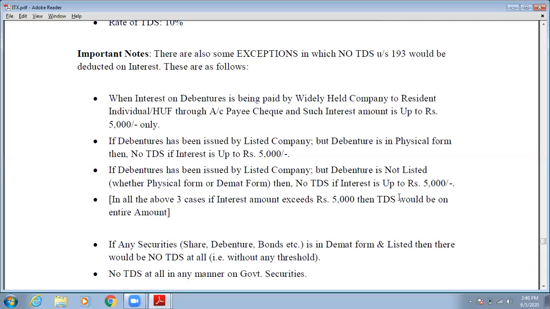Then next is, in all the above three cases, if the interest amount exceeds 5,000, the deduction would be on the entire amount. In these three conditions, if the amount exceeds 5,000, do you deduct tax only on the exceeding amount or on the whole amount? The answer is you will deduct tax on the whole amount. Suppose your interest amount is 8,000. You do not deduct tax on only the 3,000 that exceeds 5,000; you have to deduct tax on the whole 8,000.